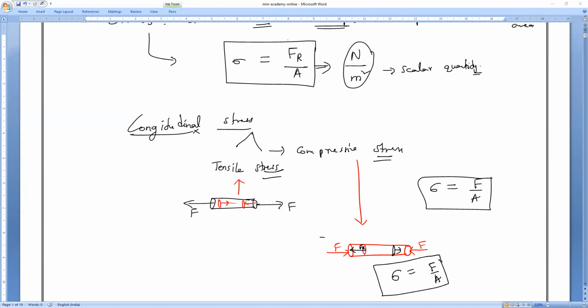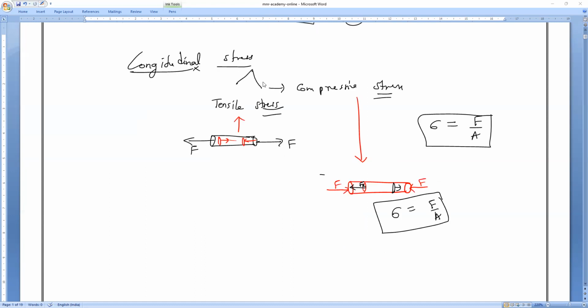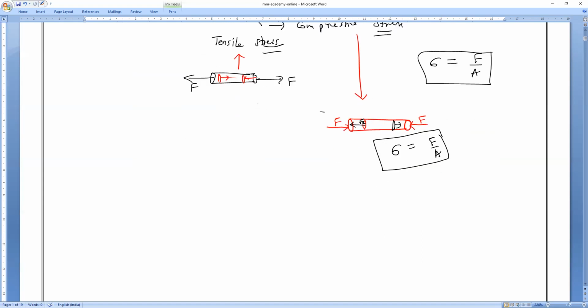Now, if you observe here, the next type of stress is the most important one. If you take a rubber and stretch it, or compress a spring, that is what we call longitudinal stress. The next kind of stress, which is the most important, is what we call shearing stress, or tangential stress. Observe very carefully.